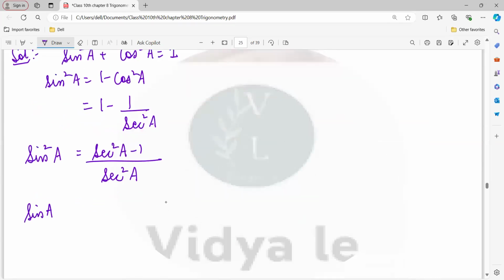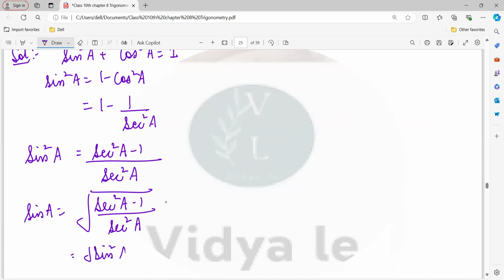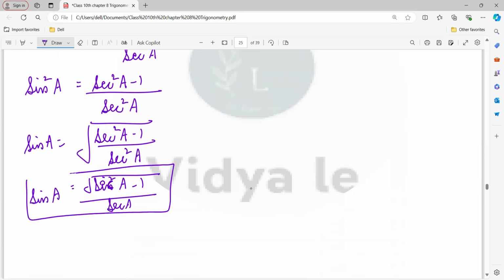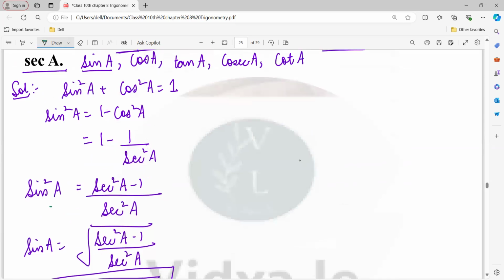Now we need to find the value of sine A. It will be the square root of secant square A minus 1 upon secant square A, which is square root of secant square A minus 1 upon secant A. So here we have found the value of the first trigonometric ratio. Now, next we have cos.